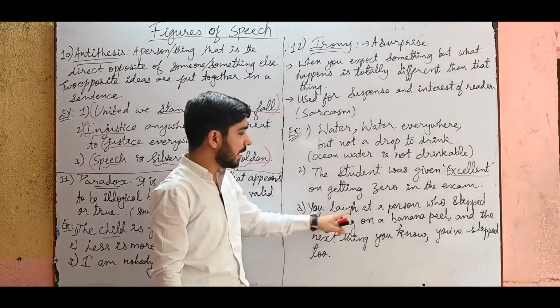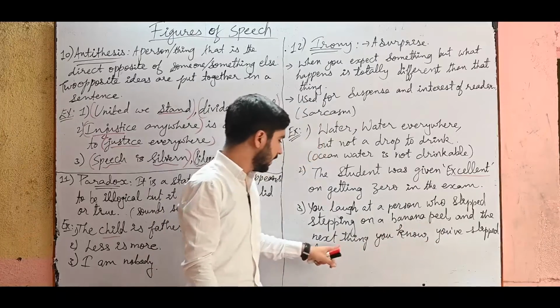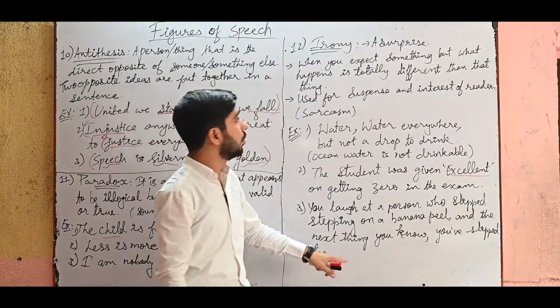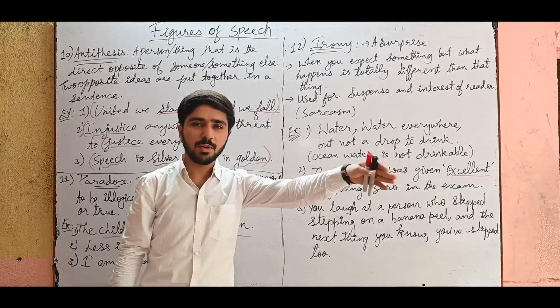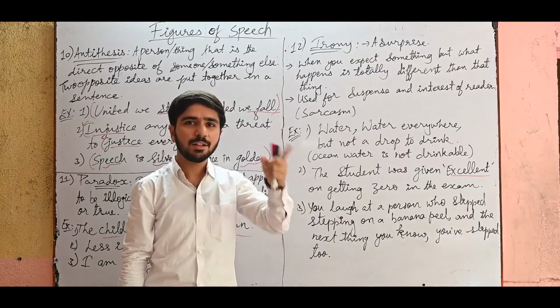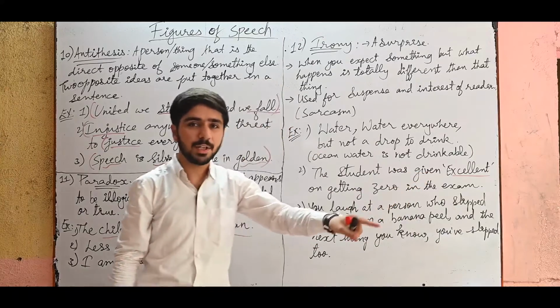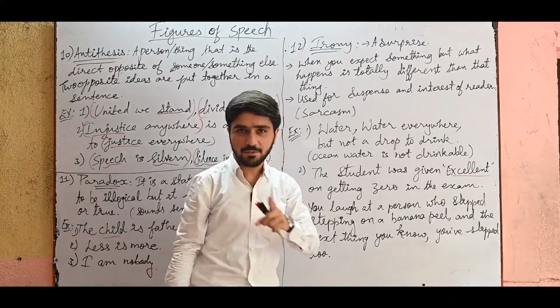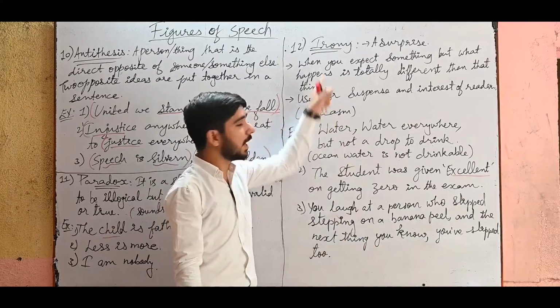Next, you laugh at a person who slipped stepping on a banana peel, and the next thing you know, you have slipped too. Now you are laughing at a person. You just saw a person slip on the banana peel, and you laugh, and God did an irony with you. You also slipped on the same banana peel. So that is irony. So never laugh at anyone, because you never know when you will face this irony.